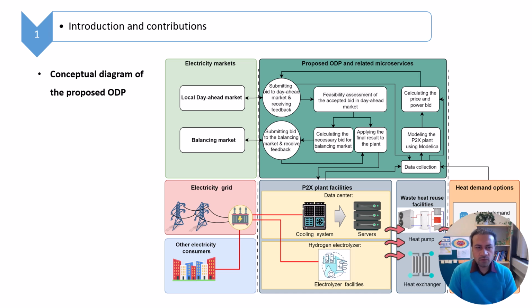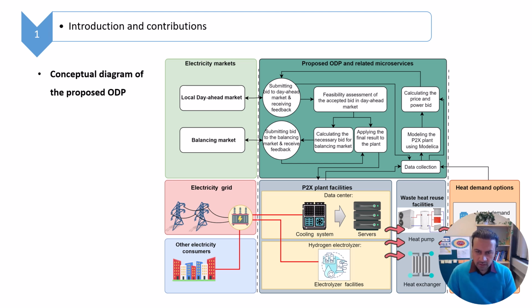Here you can see an overview of the concept of the ODP. At the bottom layer, you can see the electricity grid that supplies the power-to-X plants. That could be the data center here and also the electrolyzer. So we need to manage these plants in an optimal way to optimize their energy consumption and also use their waste heat through heat pumps or heat exchangers for supplying the heat demand of the buildings.